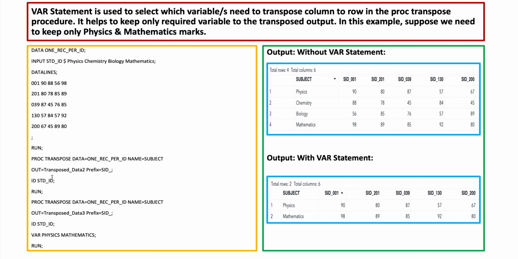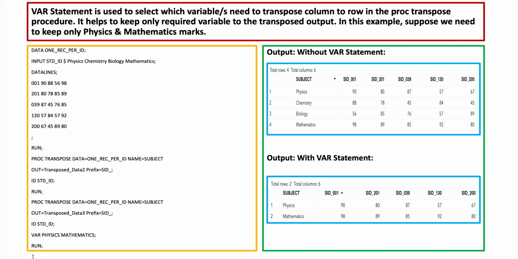The next step is the next code, that means the proc transpose code is used. In this step, it has transposed one of the variables, student ID, from row to column, and it has transposed all the columns which have numbers or records to rows. That means it has transposed the 4 subjects, physics, chemistry, biology and mathematics, from column to row.